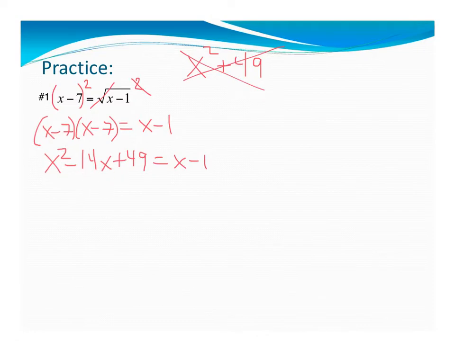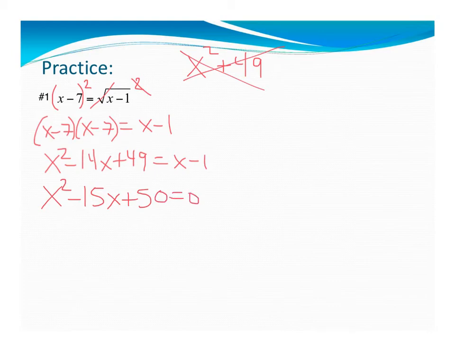Okay, well now I'm dealing with an x squared here. I'm dealing with a quadratic. We love that word. So I need to get everything to one side, set it equal to 0, so I can factor and solve. And we love to factor. We're so excited. So I get x squared, I'm going to subtract x, I get negative 15x, I add 1, I get 50. That equals 0.